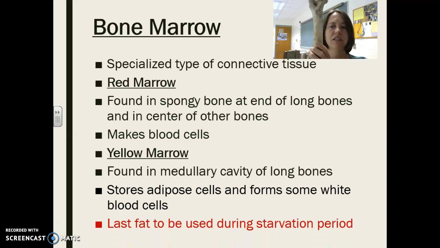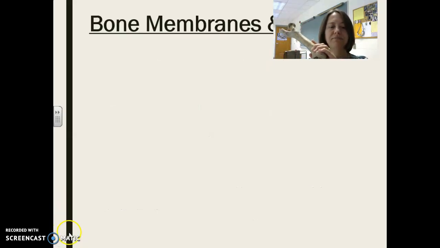Interesting fact, you don't have to write this down in red, but you should think about it, is that yellow marrow, this adipose here, is the last fat to be used in a starvation period. So if you were a hungry animal like a wolf, you may want to break open the bone and get at that good energy fat reserve.